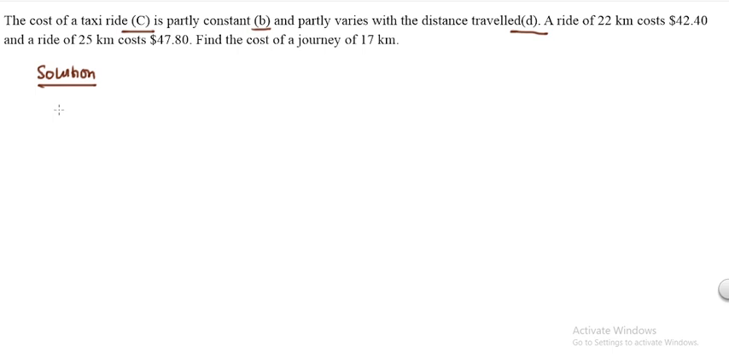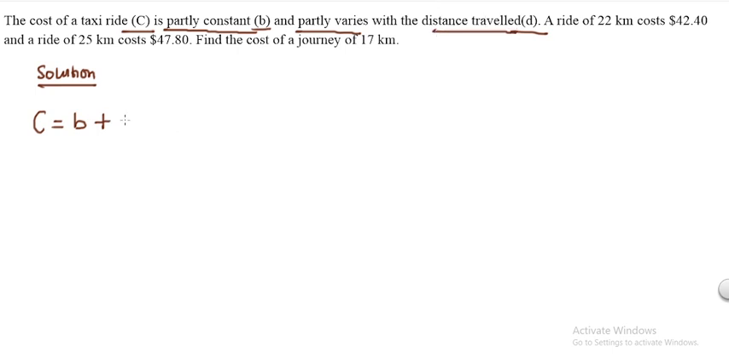Now, the first thing we do, like before, is to write out our variation. So we are told that the cost of a taxi ride is partly constant. Now, what this simply means is that we have C, since we have been told that it is partly constant, it is equal to, we go directly to our equation in this case. So this will be B. Since we are told that it is partly constant, that means this B is a constant value plus, we are now told that it partly varies. Partly varies means that we are dealing with a variable. So since it partly varies, we introduce another constant along with the distance traveled.